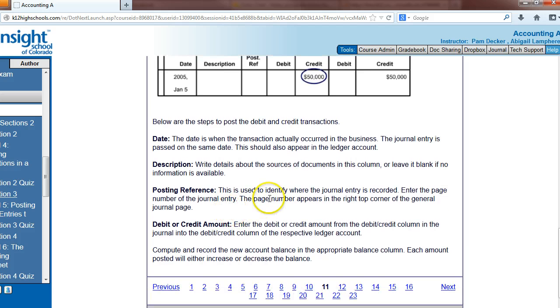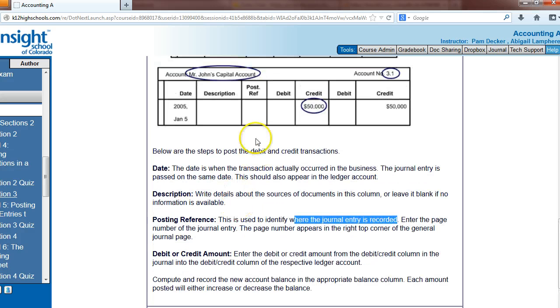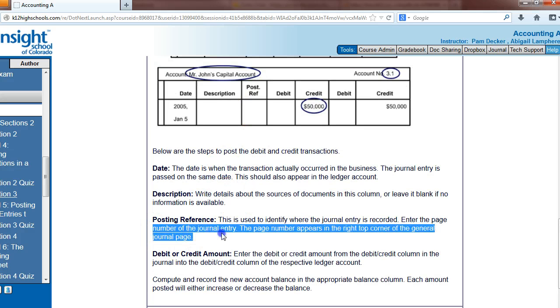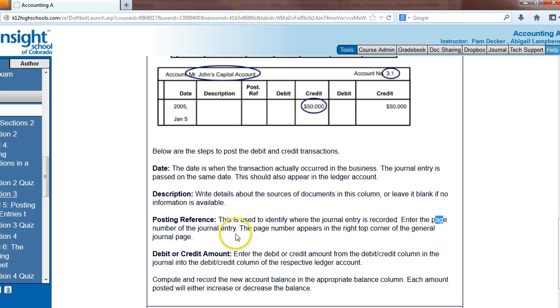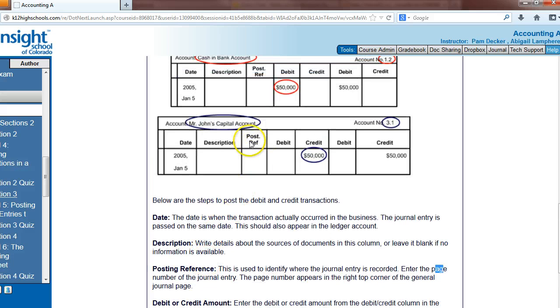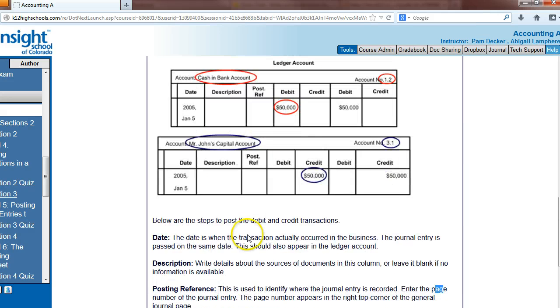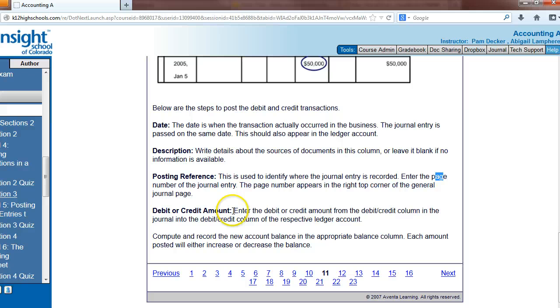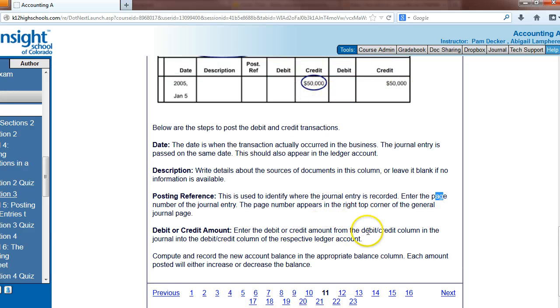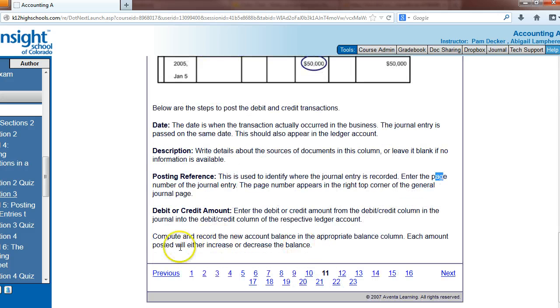Posting reference is used to identify where the journal entry is recorded. On the ledger account, we're going to enter the page number of the journal entry, and the page number appears at the top right corner of the general journal page. So again, in the ledger account, they should be posting the page number in this post reference column. And then the debit or credit amount, so not just the amount for the transaction, but the balance as well. Compute and record the new balance in the appropriate balance column.